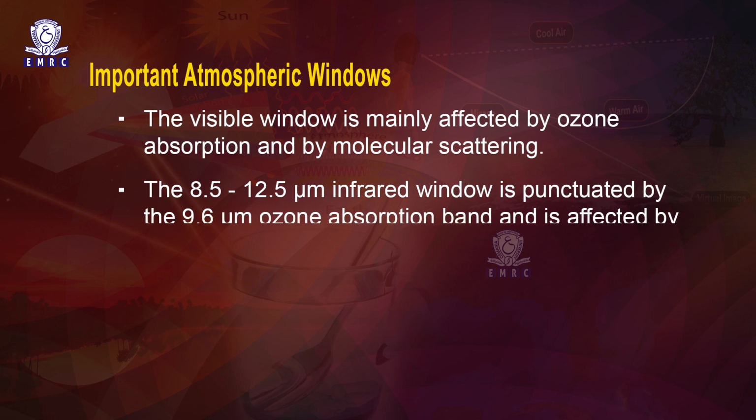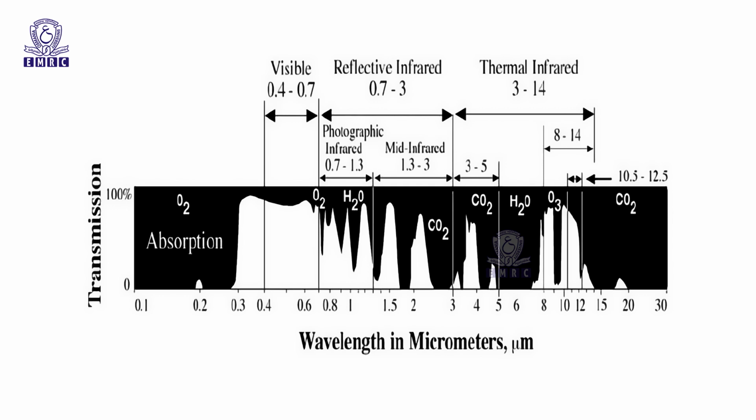The 8.5 to 12.5 μm infrared window is punctured by the 9.6 μm ozone absorption band and is affected by water absorption. The dark, that is black, area denotes regions of the electromagnetic spectrum where the atmosphere absorbs most of the radiation, and the light grey regions are the atmospheric windows. The infrared channels are most often between 1 to 30 μm. The most common infrared band for meteorological satellites is in the 10 to 12.5 μm window, in which the atmosphere is relatively transparent to radiation upwelling from the earth's surface.